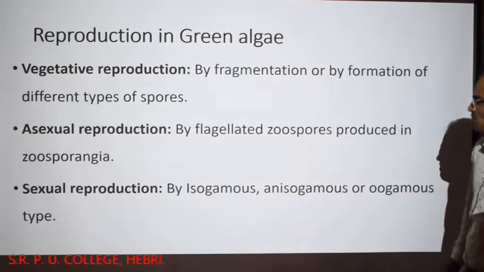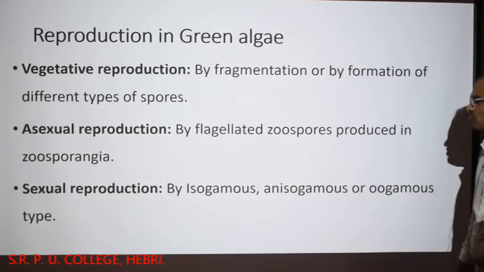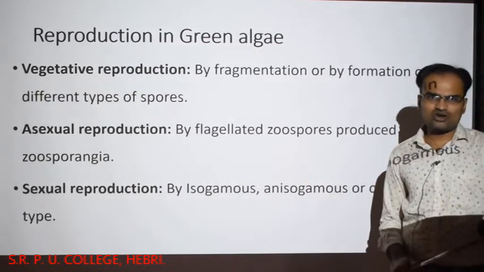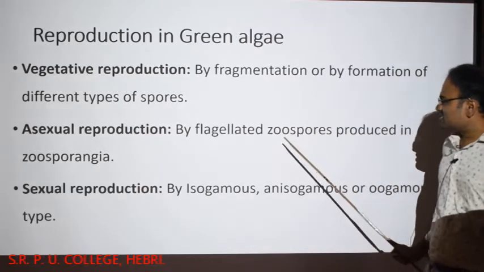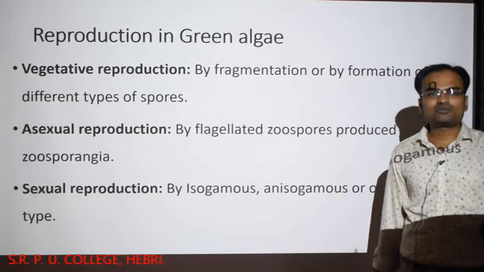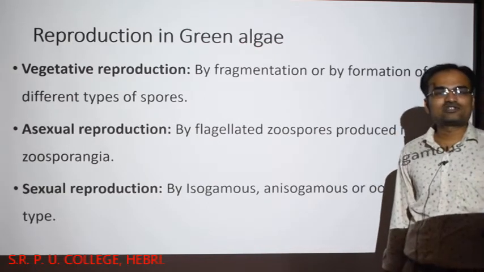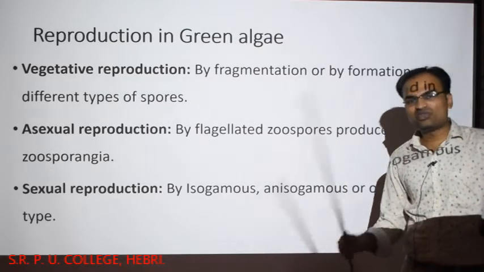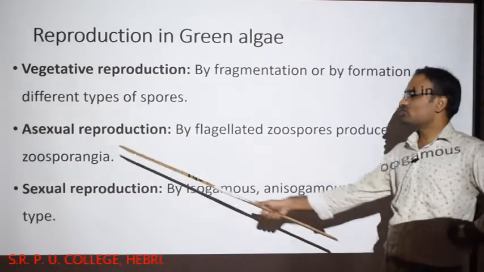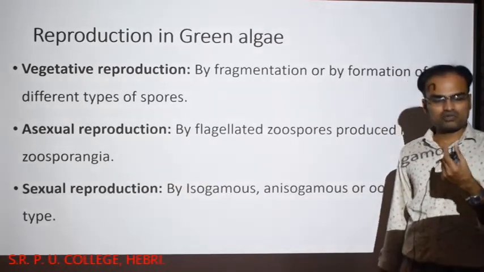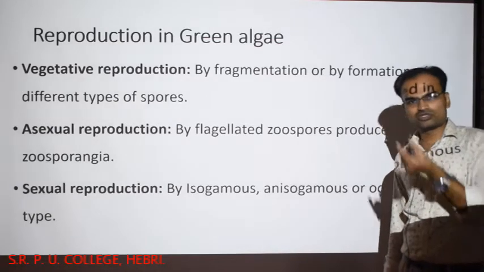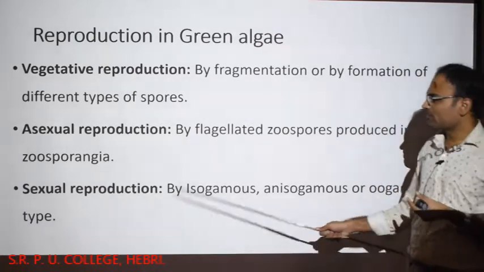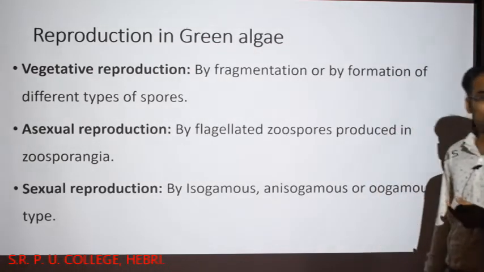Asexual reproduction is by flagellated zoospores produced in zoosporangia. Asexual reproduction is by production of spores, we already know that, but here it is by flagellated zoospores, the special type of spores possessing flagella. If flagella are present, they must show locomotion. Those zoospores are produced within a special structure called zoosporangia. Sporangia produce common spores, and zoosporangia produce zoospores.